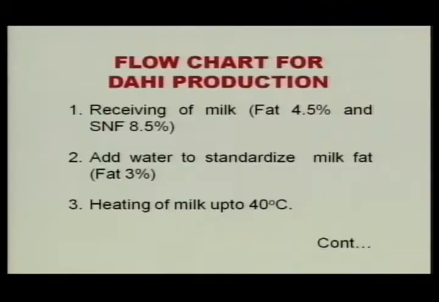Now we come to the flow chart for Dahi production. In case of Dahi, we will receive milk with fat 4.5% and SNF 8.5%. We are receiving the pasteurized standardized milk and we are adding pasteurized water to standardize the fat to 3%. That means we are going to manufacture toned milk Dahi.